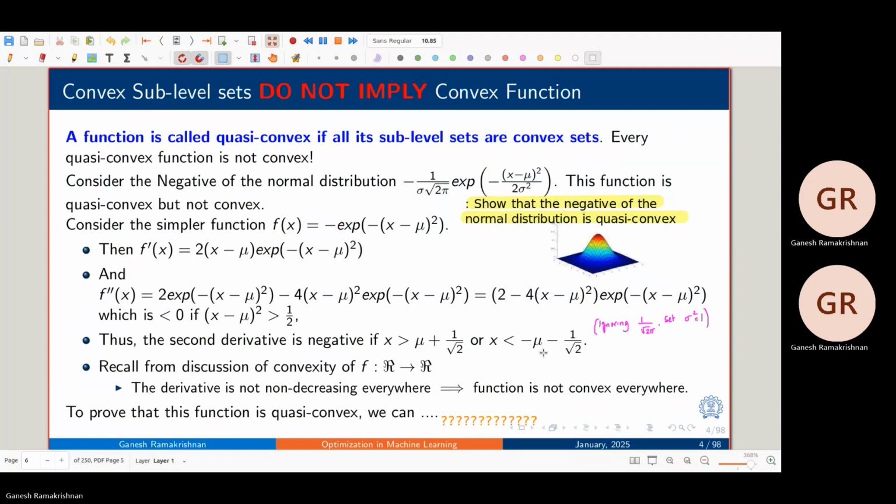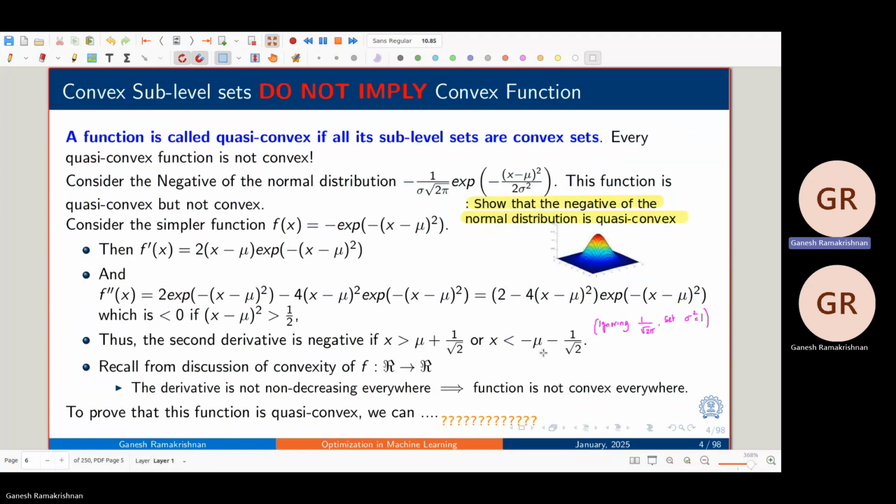So what about quasi-convexity? The function is not convex everywhere, but for quasi-convexity you can easily show that it is. All these, what are these level curves? What do the level sets look like? Not level sets, sub-level sets is the right word. What do the sub-level sets look like?